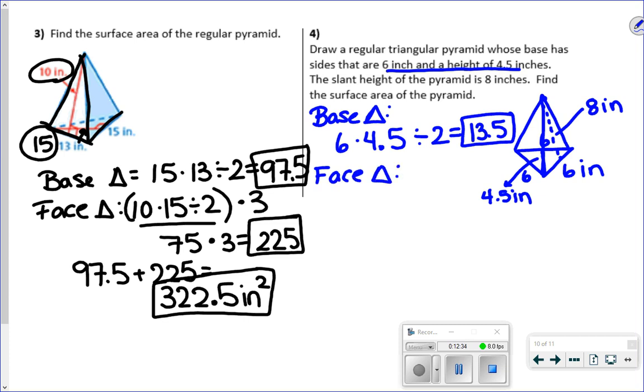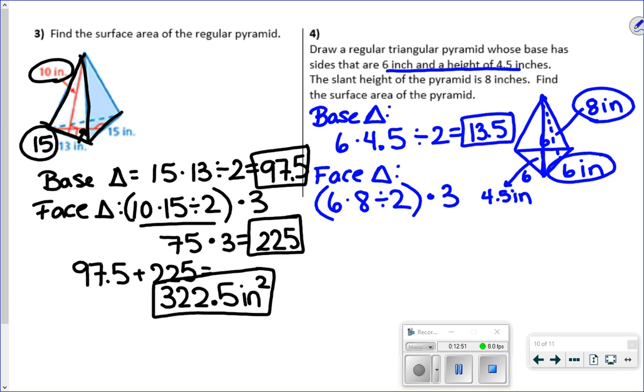Okay, so they tell me the face triangle, if I look over at my picture, I've got 8 inches for the height on that and 6 for the base. Those are the numbers I need. So 6 times 8 divided by 2 gives me the area for one of those triangles. And since the base is a triangle, that means I have 3 faces. So I need to multiply that times 3.